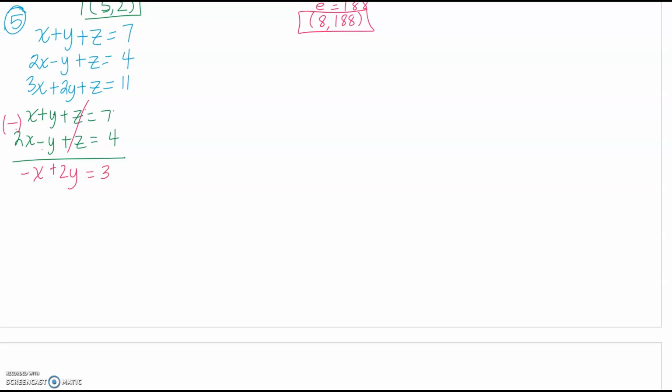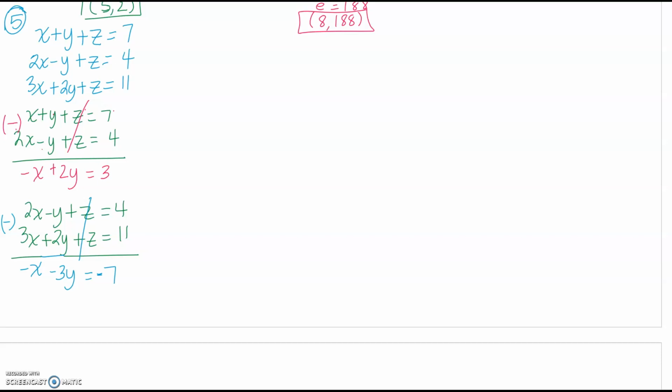Now I'm going to take the second 2, but I have to eliminate z again because I chose z. I can't eliminate a different variable. I have to eliminate z again, and I have to subtract again to do that. So I'm subtracting everything. 2 minus 3 is negative 1x. Negative y minus 2y is negative 3y. The z's go away, equals negative 7. So it's really important that you're able to keep up with your operations and your signs.